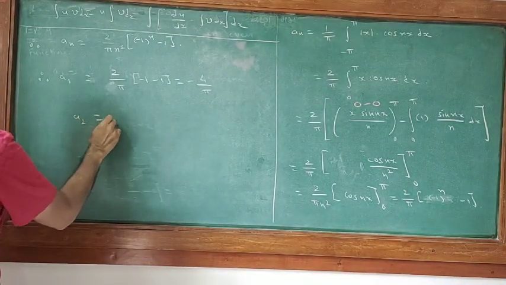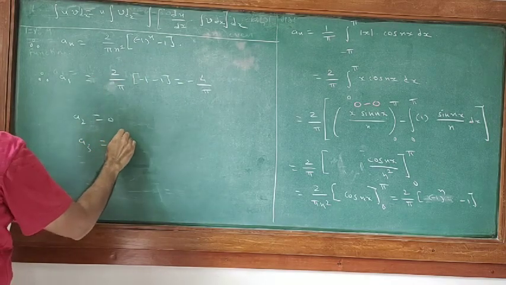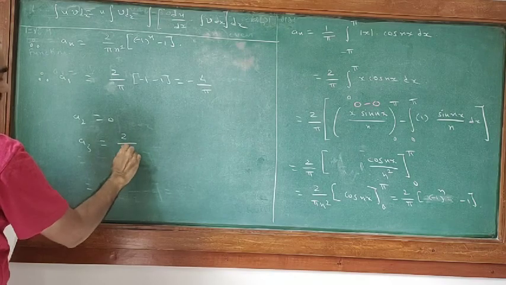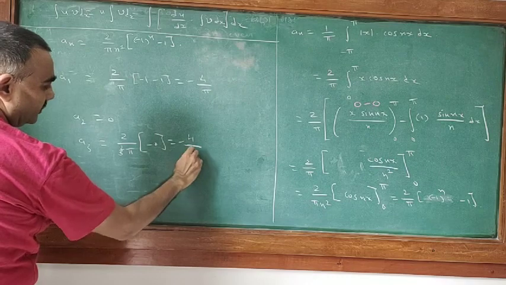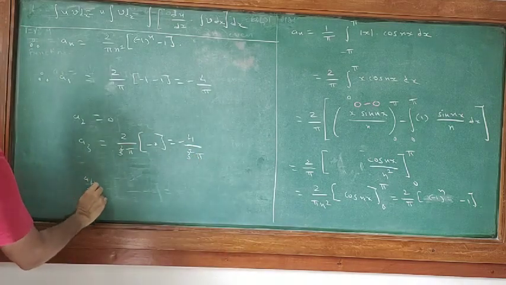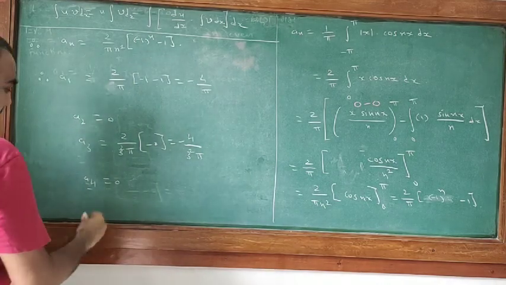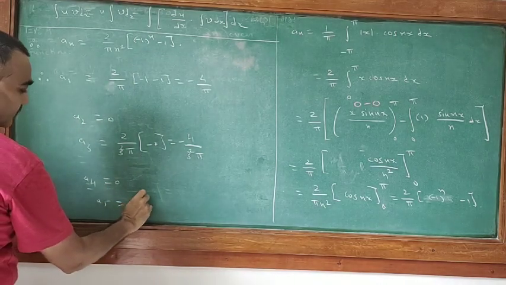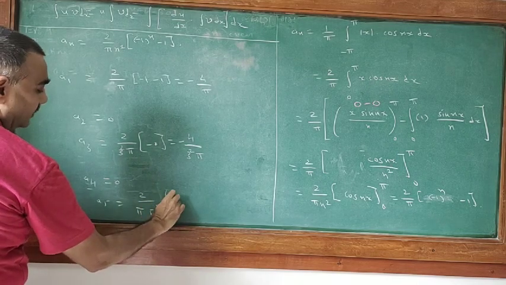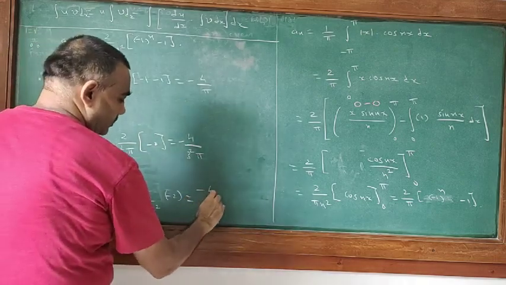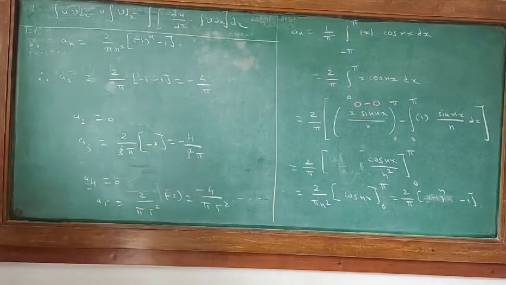Value of a2 is 0 because it is 1 minus 1. Value of a3 is 2 upon 3 square pi into minus 2, so it is minus 4 upon 3 square pi. Value of a4 is 0 because minus 1 to the power 4 is equal to 1. Value of a5 is 2 upon 5 square pi into minus 2, so minus 4 upon pi 5 square, and so many other values.